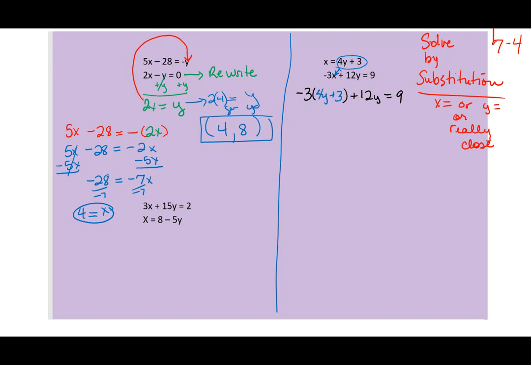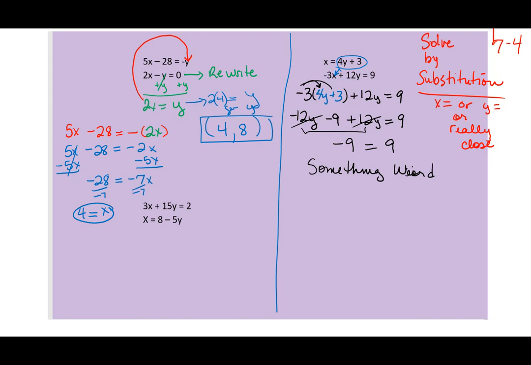Now when I solve this, I'm going to do my distributing. Stop the video, see if you can solve it. So we get negative 12y minus 9 plus 12y equals 9. Combine those together and they get 0. So I get negative 9 is equal to 9. Uh-oh, something weird happened.